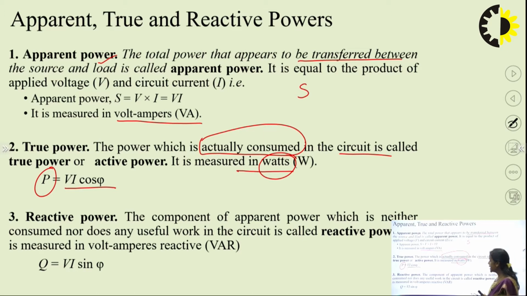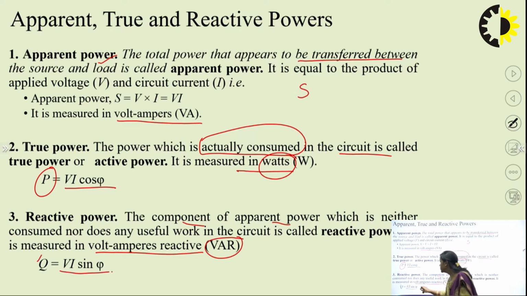Now next is the reactive power. The component of apparent power which is neither consumed nor does any useful work in the circuit is called reactive power, and it is measured in volt ampere reactive. It can be written as VAR, that is volt ampere reactive, and this is denoted with capital Q, which is equal to VI sin phi. So basically you can say that apparent power is equal to the sum of true power and reactive power.